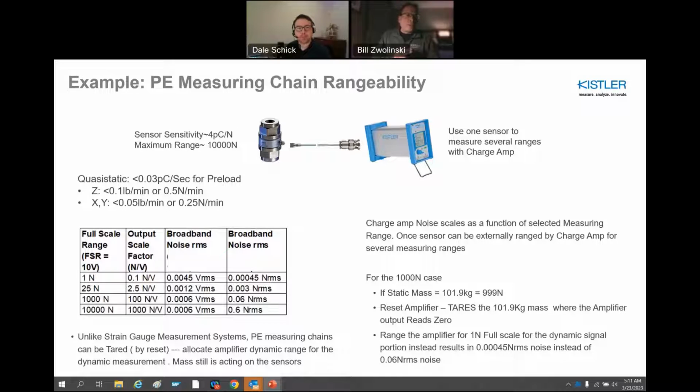So I mentioned rangeability, and what I wanted to show here with a piezoelectric sensor is that you might have a 10 kilonewton sensor with a certain noise floor if you operated it at full scale. But as you range it down, even to 1 Newton, you would get a reciprocal benefit in noise. So you actually improve your noise floor as you range the sensor. So it really provides a lot of robustness, and it gives you the ability to have almost a universal test capability that can be accommodated to your needs.